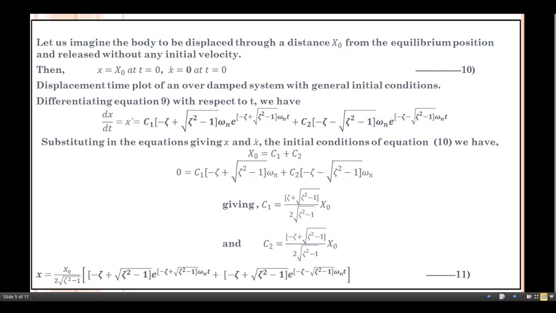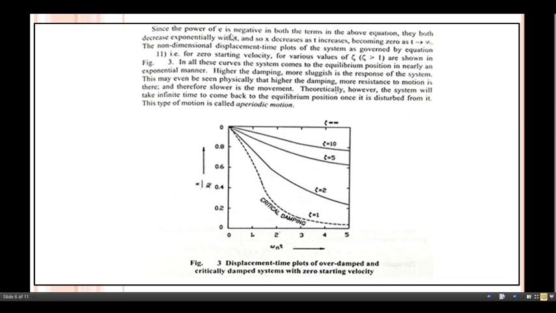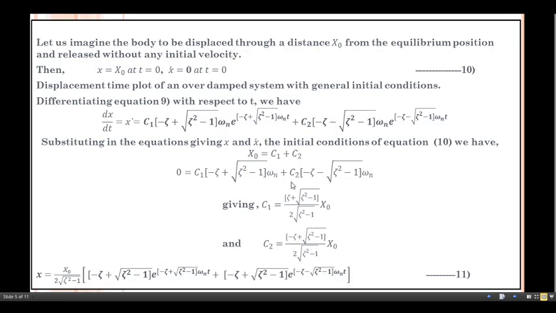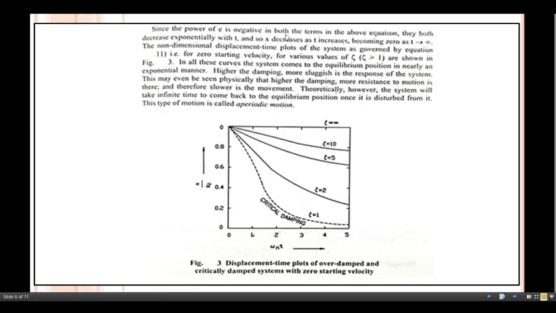In this way we get the relation for x by considering the overdamped system. Since the power of e is negative in both the terms in the above equation, both decrease exponentially with t, and so x decreases as time t increases, becoming 0 at t equals infinity.